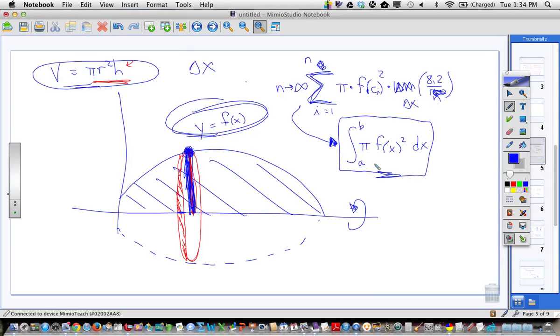So for number 17, what you're supposed to do is type in the integral that you wrote in 16, the integral from 0 to whatever your end was. Mine would be 0 to 9 up there, and then pi f of x squared dx, and that should give you an answer that you could compare to your displacement and your slicing answer.